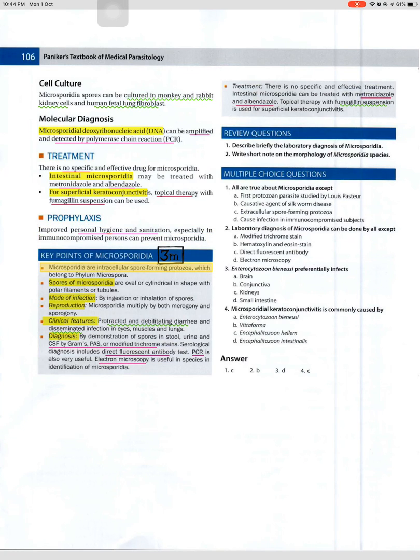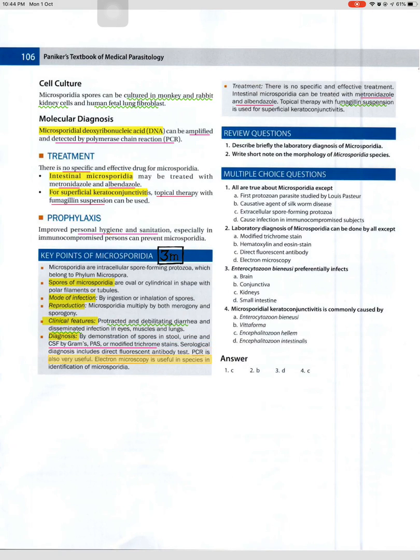Key points of Microsporidia. Microsporidia are intracellular spore-forming protozoa, which belong to phylum Microspora. Spores of Microsporidia are oval or cylindrical in shape with polar filaments or tubules. Mode of infection: by ingestion or inhalation of spores. Reproduction: Microsporidia multiply by both merogony and sporogony. Clinical features: protracted and debilitating diarrhea and disseminated infection in eyes, muscles and lungs. Diagnosis: by demonstration of spores in stool, urine and CSF by Gram's, PAS, or modified trichrome stains. Serological diagnosis includes the direct fluorescent antibody test.